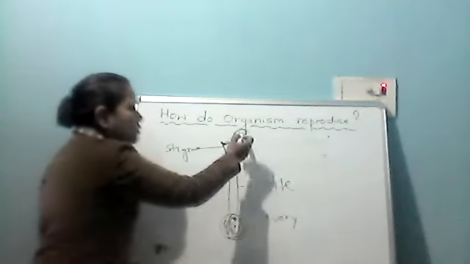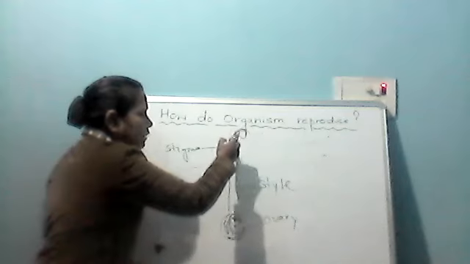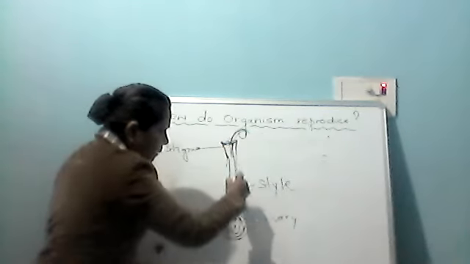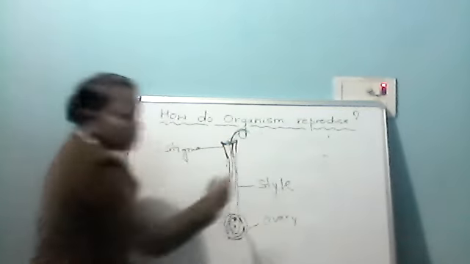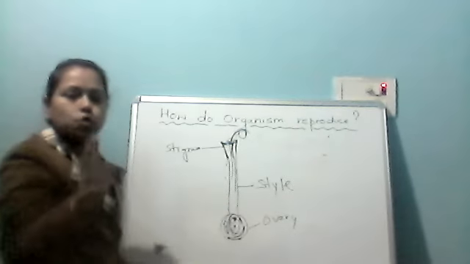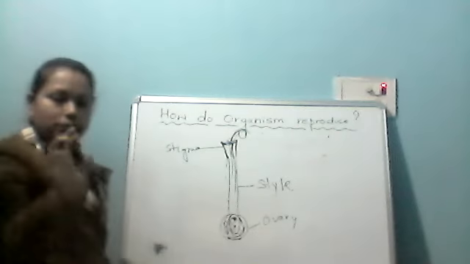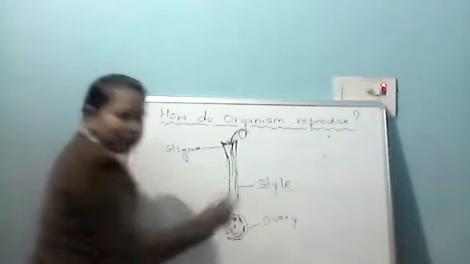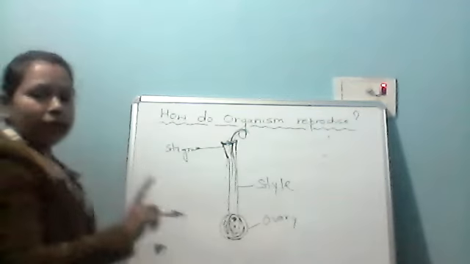It will show response towards chemical when pollen grain fall on its surface, and a pollen tube will develop like this. And from this pollen tube, at a time two male germ cells will go. One goes and fuses with this egg, that is in the ovary, and another goes and fuses with the polar nuclei. As the fertilization is taking place twice, we call it double fertilization.